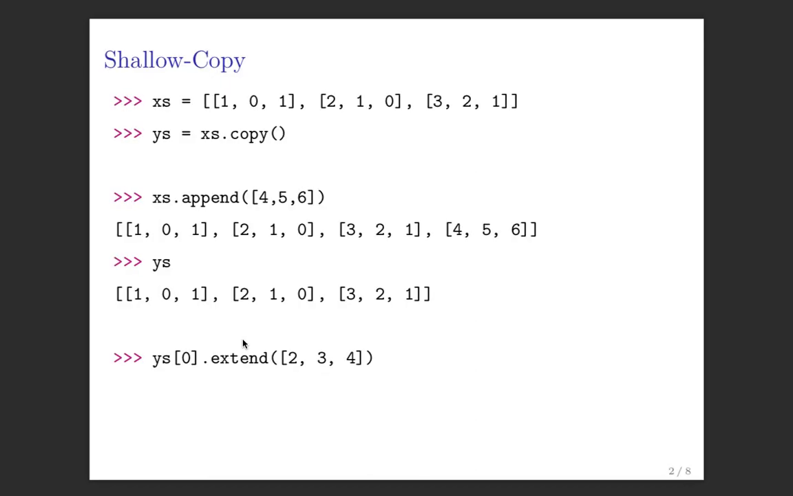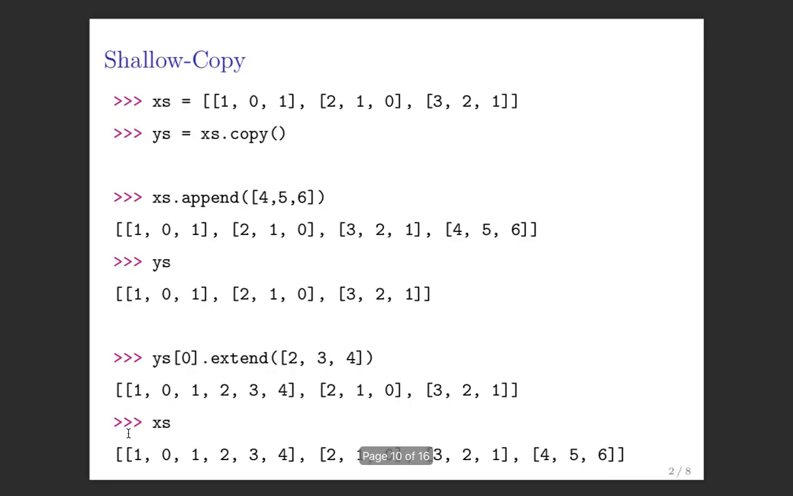Okay? If I take the first element of Y and extend it by 2, 3, 4, right? I'm just going to add 3 more things. The first element of Y gets extended, right? That list. It's right here. Okay? If I now look at Xs, it's changed its first element. This is why it's a shallow copy. We've done a copy at the highest level, but the lists inside the list aren't copied. Right? Those remain as pointers.